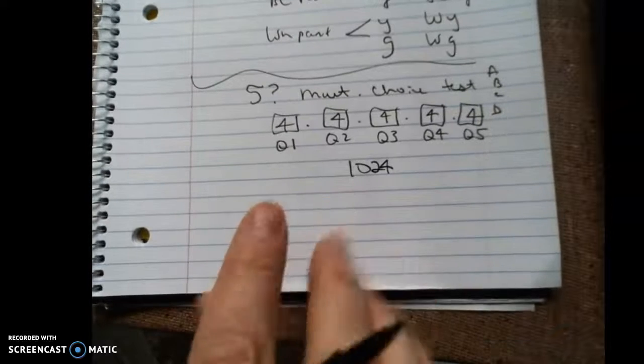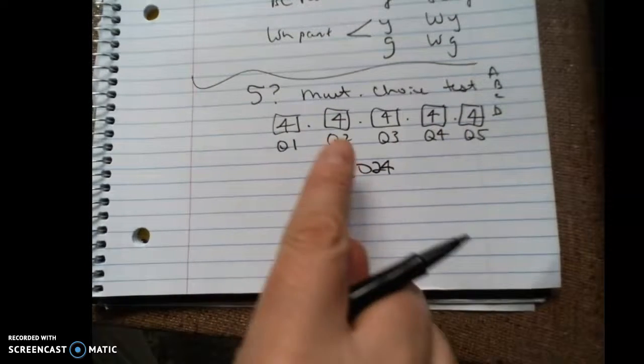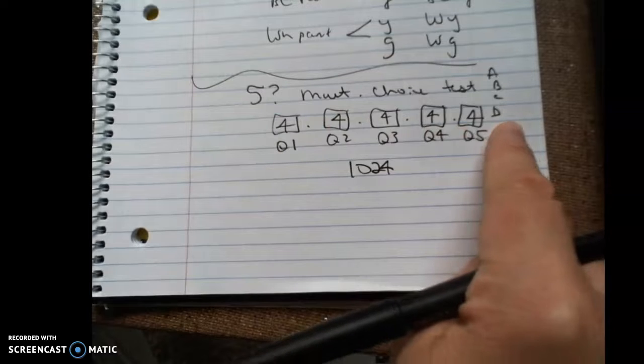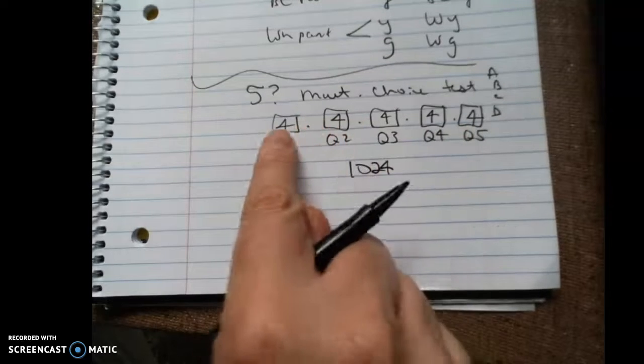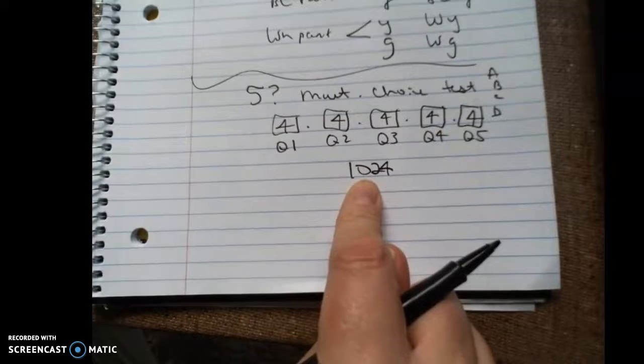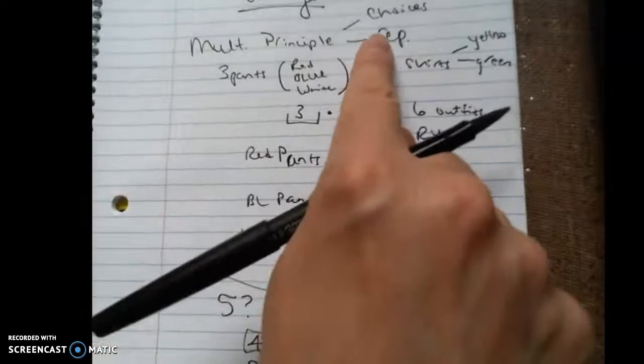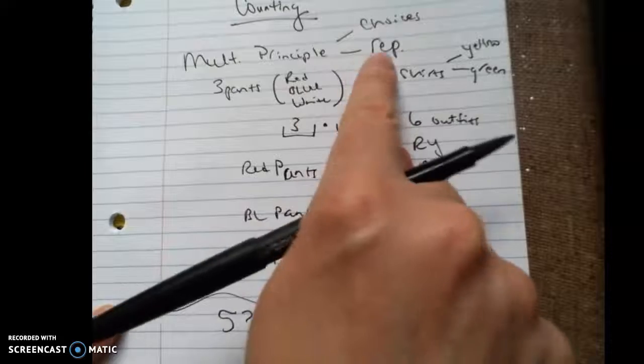So that's why you don't just guess, right? If you randomly guess, you have no clue. The probability of you guessing right is 1 chance, because only one of them is going to be the correct answer key, out of 1,024 possibilities. So not a good idea. But again, you have choices, and repetition is allowed.